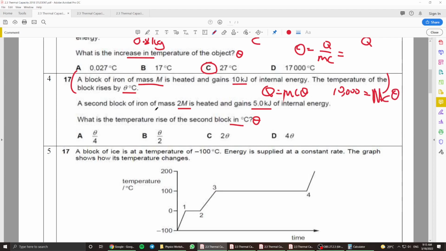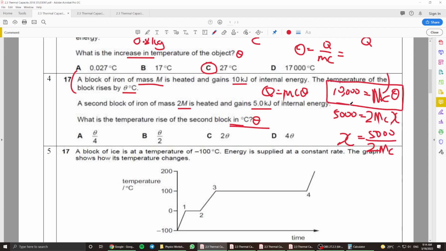Looking at the second equation, this one here is asking us to find theta, right? So yet again, we can form Q equals mc theta, which in this case will be 5,000 equals double the mass, C, and then theta, which is X that we're looking for. Now, if I'm looking for X, I can make X the subject and find that X equals 5,000 divided by 2mc here. Whereas if I make theta the subject, I'm going to get theta equals 10,000 divided by mc here.